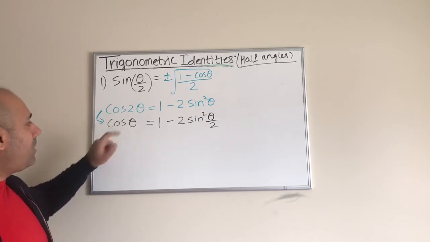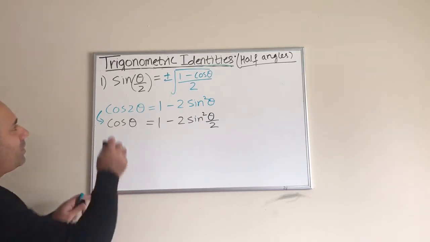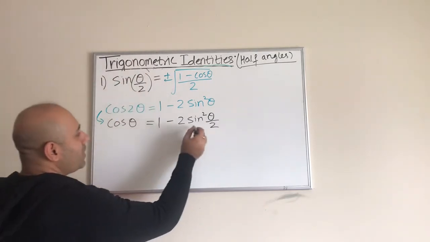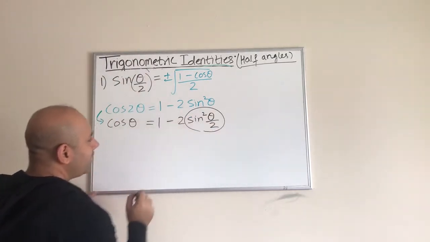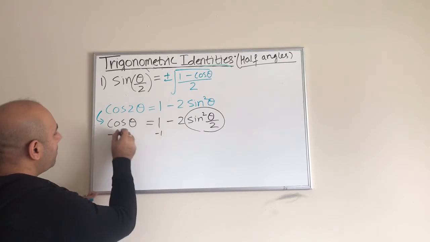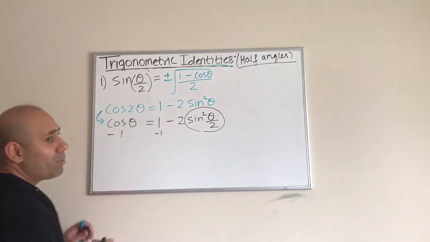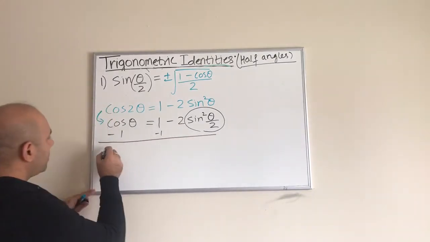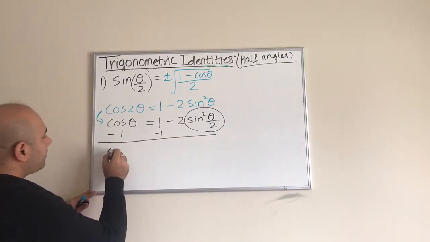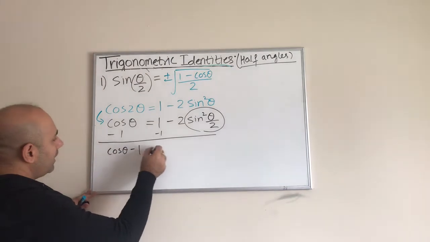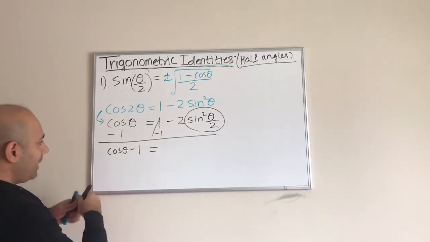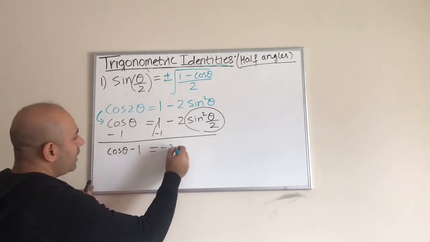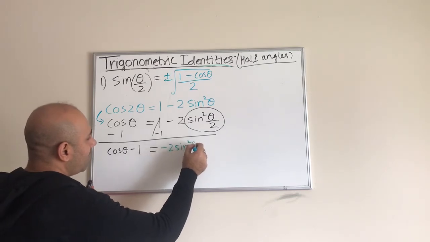Now from here, since we want the sine theta over 2, we want to isolate this piece. To isolate this piece, first I'm going to subtract 1 from both sides, and then we're going to divide both sides by negative 2. So it's going to look like cosine theta minus 1. This 1 crosses out, and here I'm left with negative 2 sine squared theta over 2.